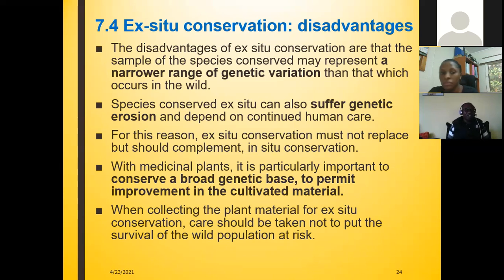I think I've answered that. Yes, sorry, I didn't mean to use the word lose. If I used that, I meant reducing. The efficacy is not as powerful as when it comes from the natural environment. That's what I meant. Yeah, that is true.